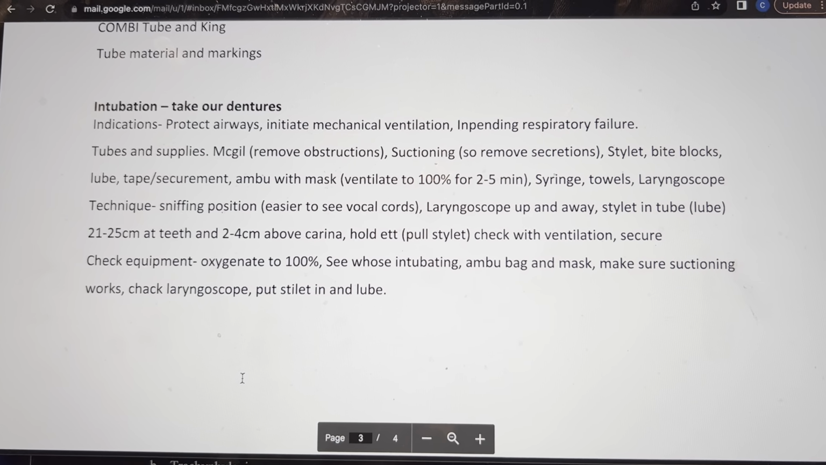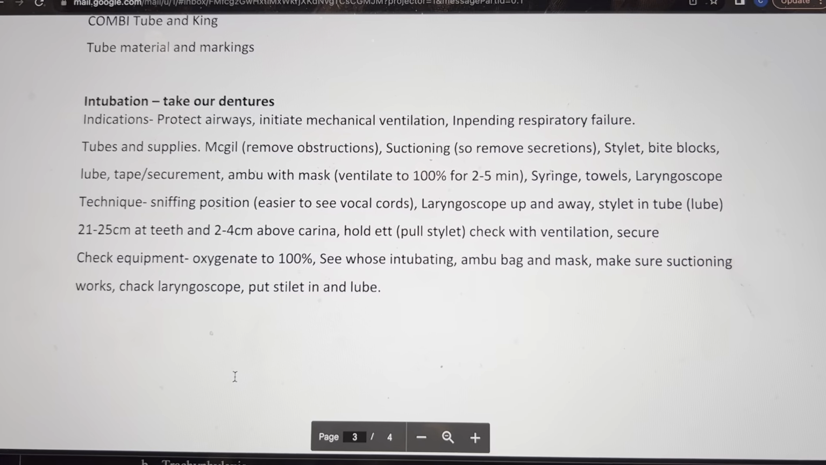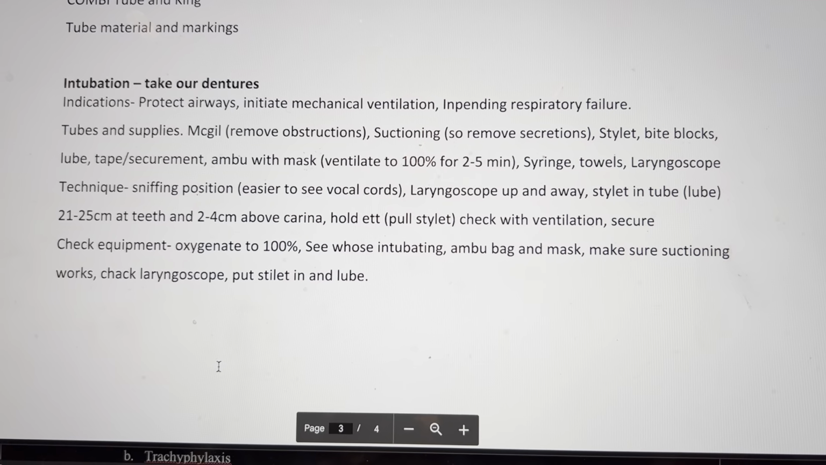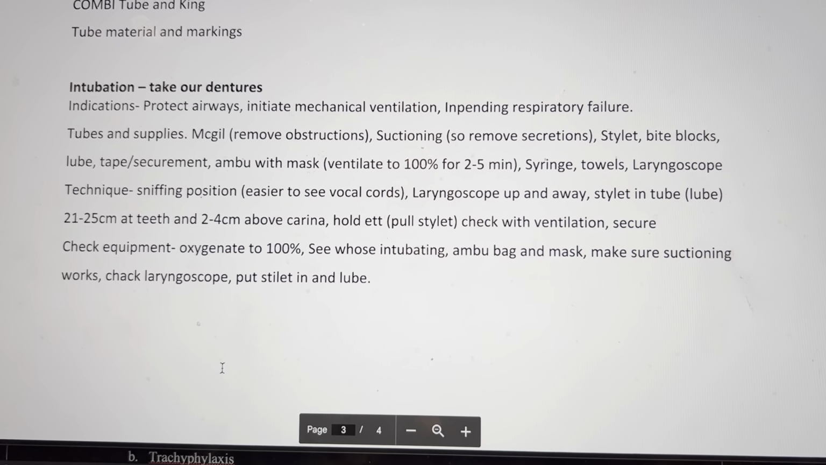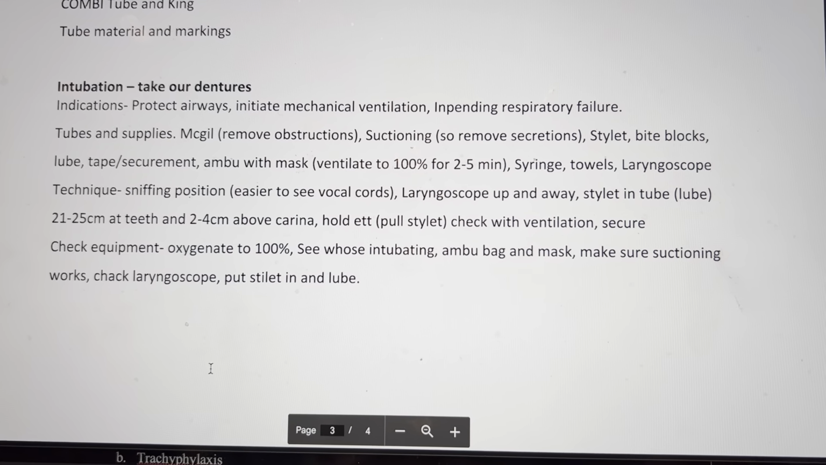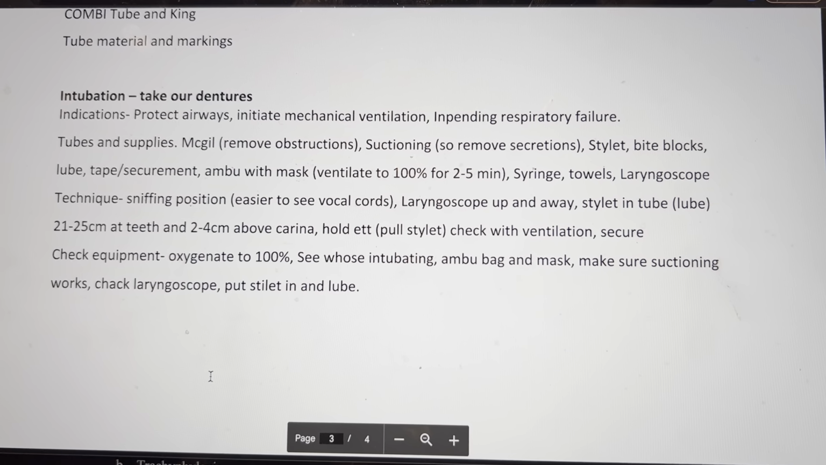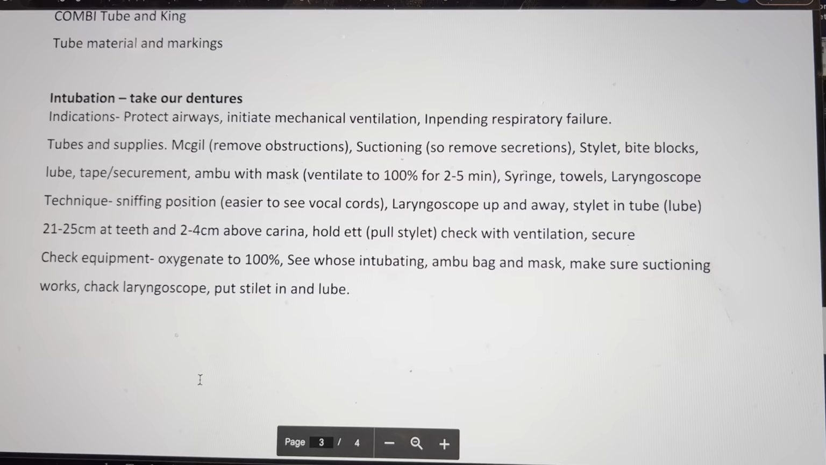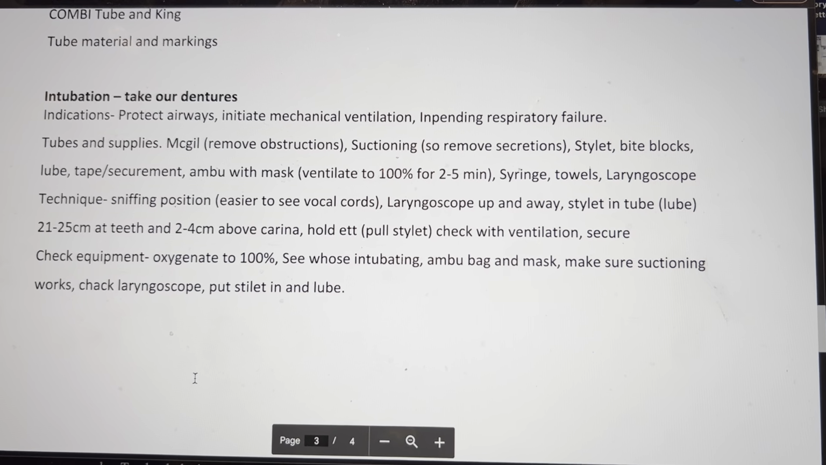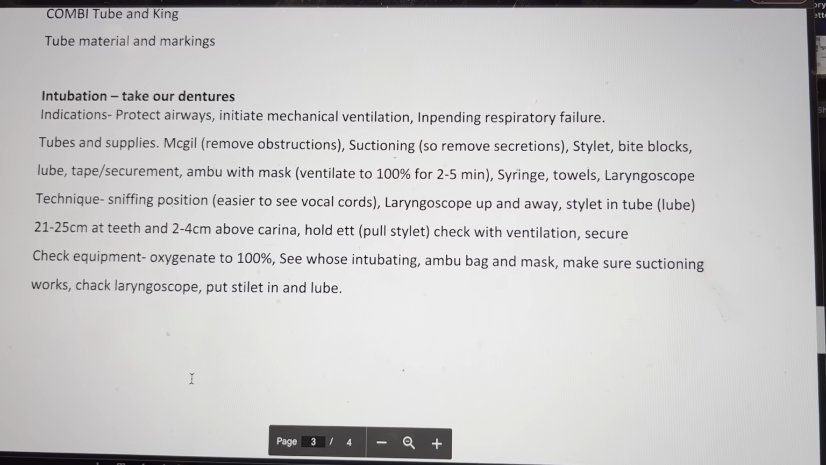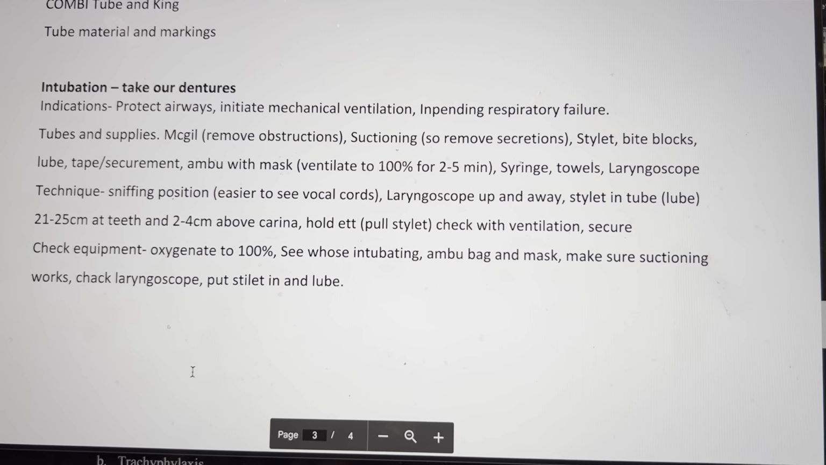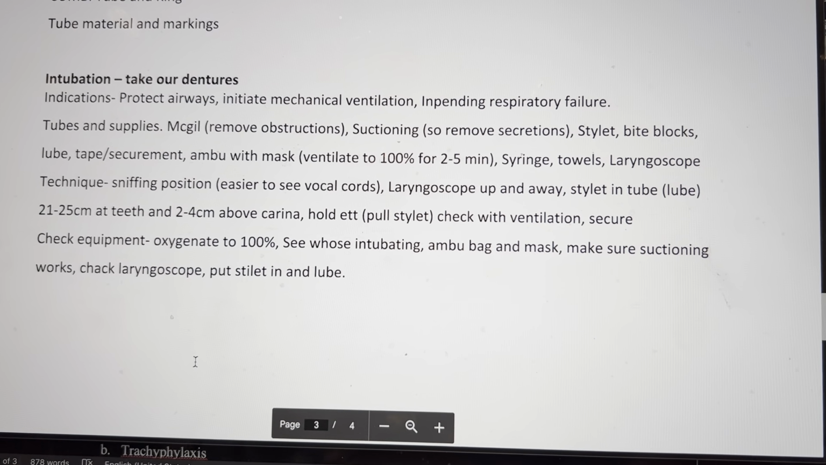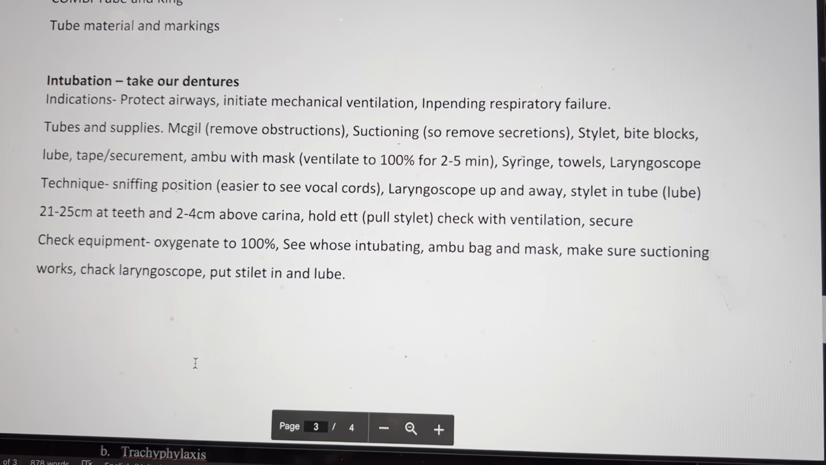We want the McGill forceps to remove obstructions, suctioning to remove secretions, and a stylet to put the endotracheal tube in. We want three endotracheal tubes of different sizes: one large, one small, one regular. Sizes are 8 to 8.5 for males and 7 to 7.5 for females. We also want bite blocks.